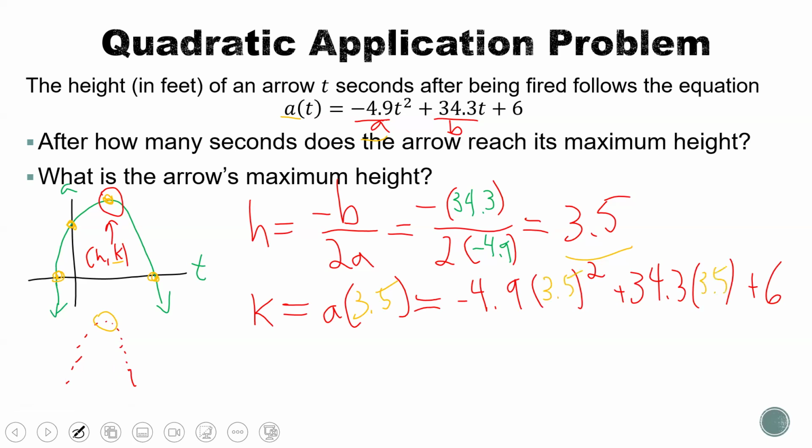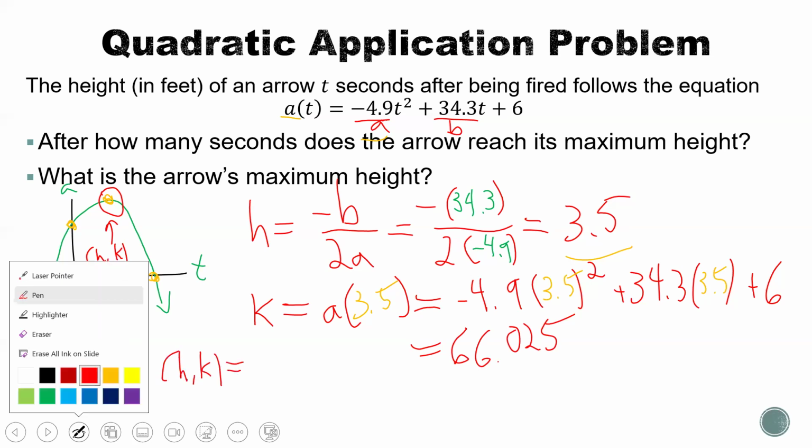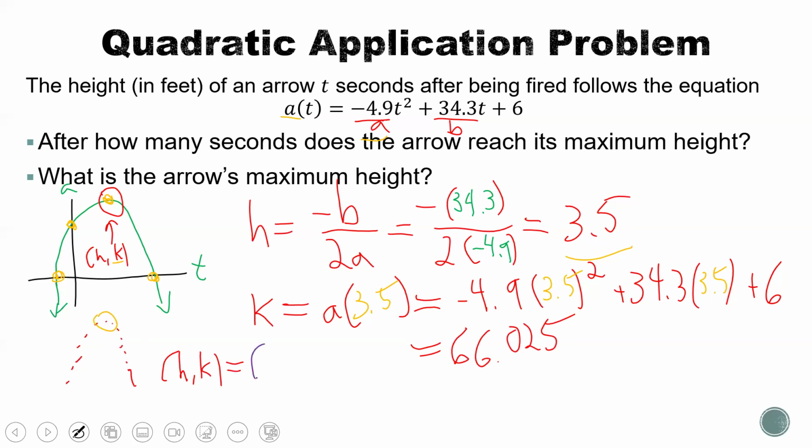Okay, and you can, again, check me with your own calculator, your favorite calculator, and I believe we get 66.025. Okay, which tells us then that the coordinates of the vertex of this parabola or this function are given as 3.5 comma 66.025.